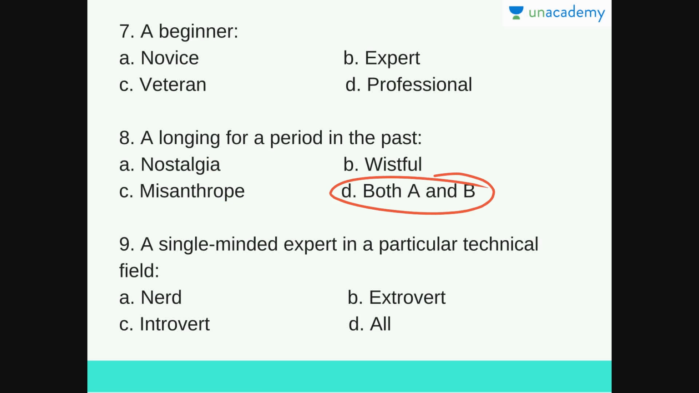And last question for this quiz. A single-minded expert in a particular technical field. Options are nerd, extrovert, introvert, or all. The answer for this question is A, nerd, a single-minded expert in a particular technical field. Extrovert is a socializing person, very confident and outgoing. And introvert is a shy person who takes time to socialize and make friends. So the answer for this question is A, nerd.